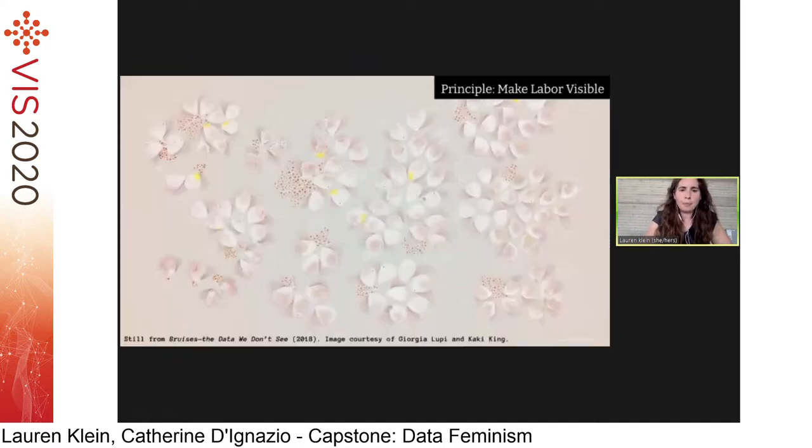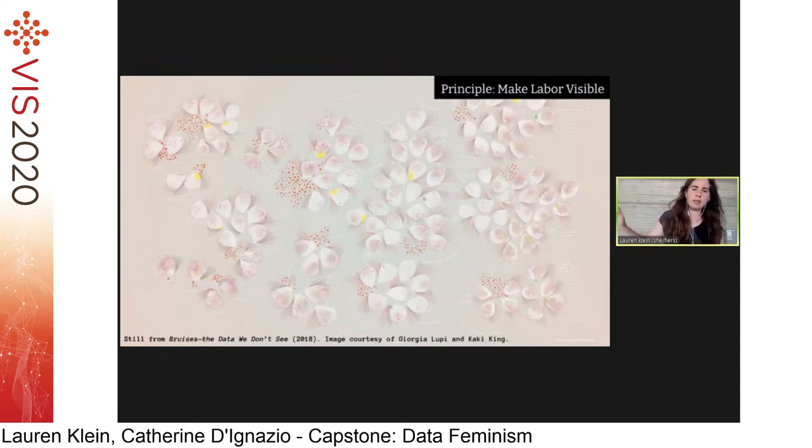And just one more quick note about this, lest you think that missing data can't ever be visualized. This is an artwork that many of you may be familiar with. This is a still from a moving visualization by Georgia Lupi and Kaki King. It's called Bruises, the Data We Don't See. This is another kind of missing data. This is data that documents qualitative experience and subjective perception. In this case, as they relate to a mother, that's Kaki King, taking care of her child as she dealt with a serious illness. And Lupi and King had to think really hard about how to constitute these data so that they could then give them visual form. But after that long and intentional process, the end result is an image that testifies to all of the emotion and labor and work that might not otherwise be recorded as data.